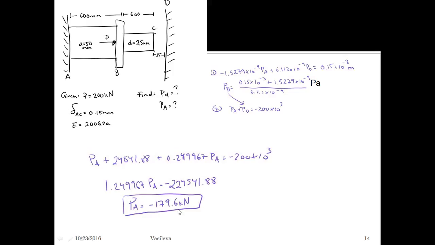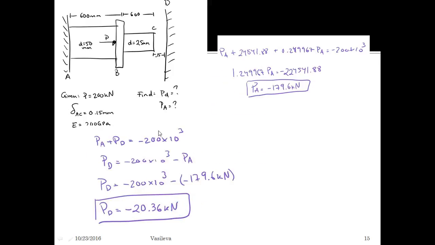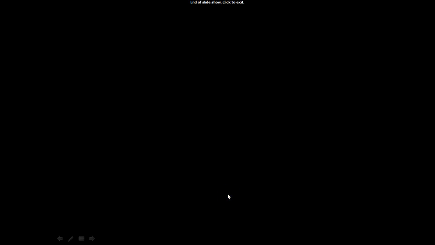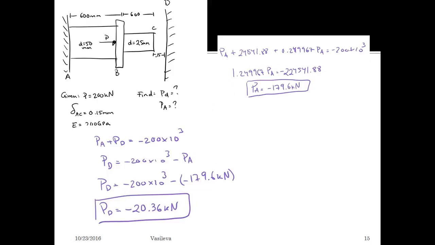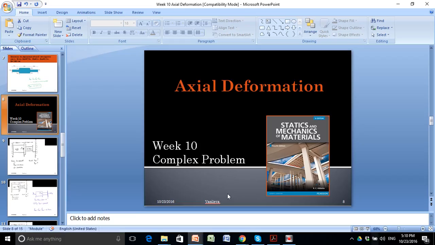So you found PA. To find PD, the next step is pretty easy, because you know PA plus PD equals negative 200 kilonewtons. So plug in PA into here, and you have PD equals negative 20.36 kilonewtons. So I would say the hardest part here is just going through all of the algebra. But yeah, that's one of the harder problems.